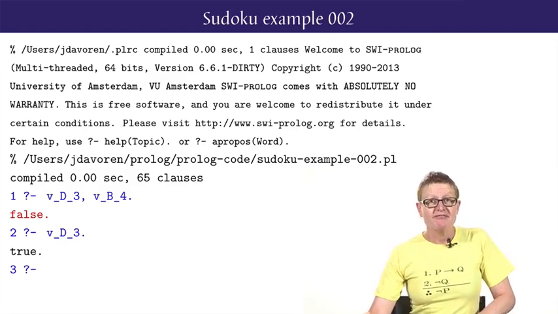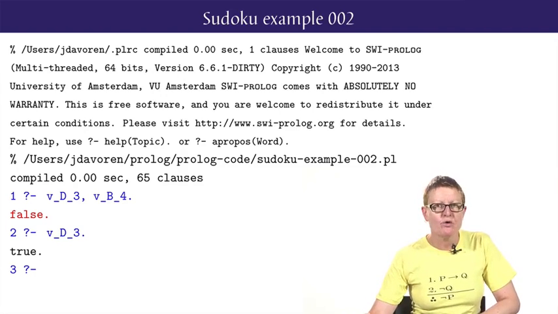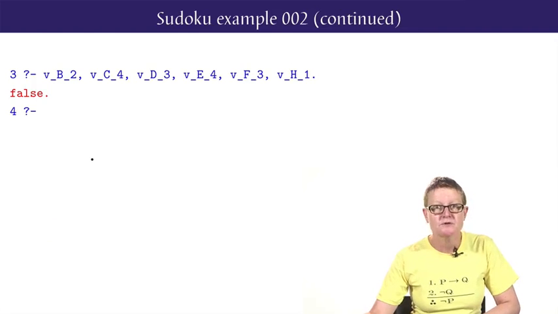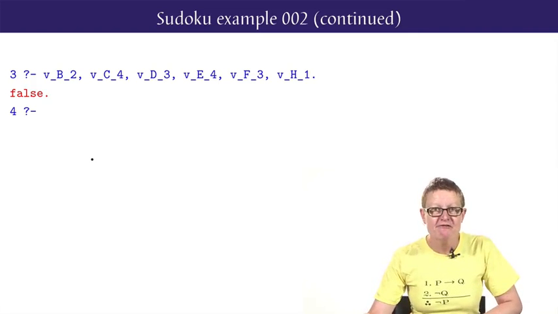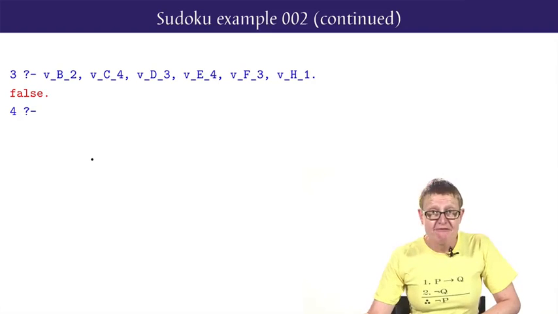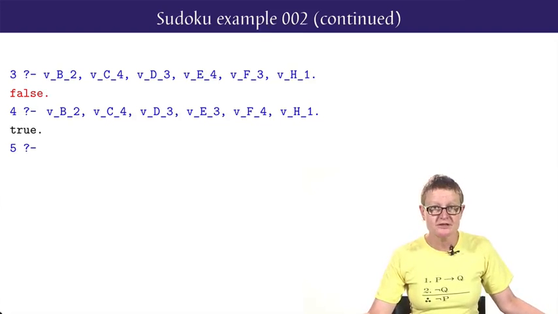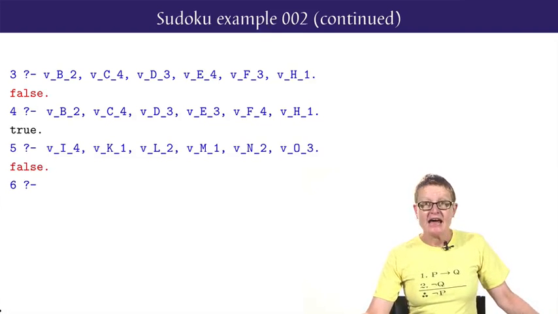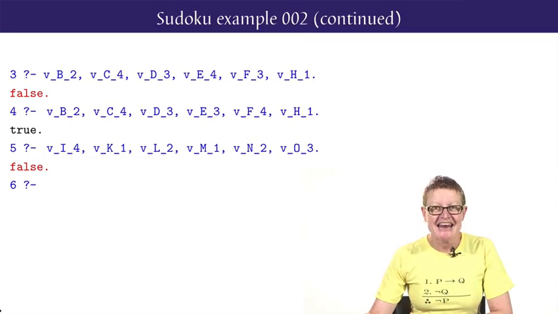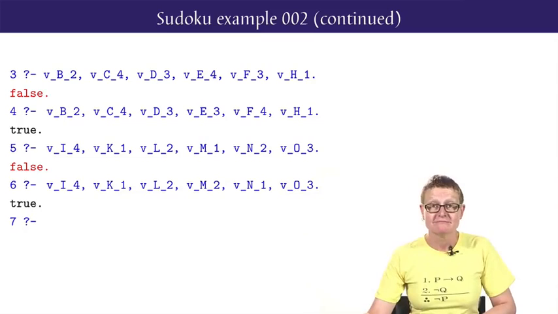Okay, let's try filling out the first 2 rows. Take a stab. B is 2, C is 4, D is 3, E is 4, F is 3, and H is 1. Oops, false. Now I see E and F are the wrong way round. Should be E is 3 and F is 4. Yes, good. So the first 2 rows are sorted. Continuing. Nope, mistake with M and N. Good, that's it. The puzzle done.